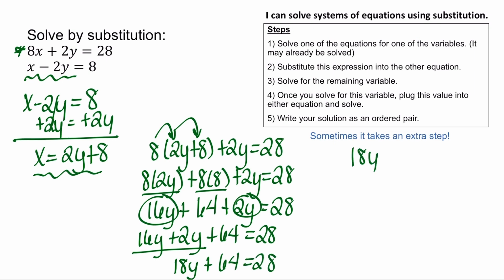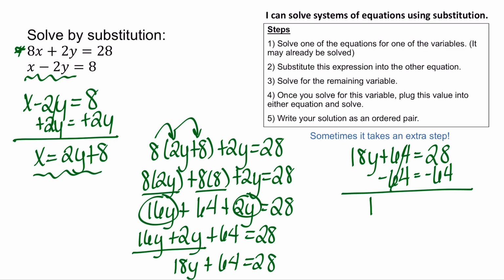So now let's work on solving this equation for y. To solve this equation for y, I'm going to start off by subtracting 64 from both sides. So when I do that, on the left I am left with 18y equals, and then we do 28 minus 64, which gives us negative 36. So now to solve for y, I'm going to divide both sides by 18. So when I divide both sides by 18, I'm left with y equals negative 36 over 18, which is negative 2. So now I've solved half of my problem.